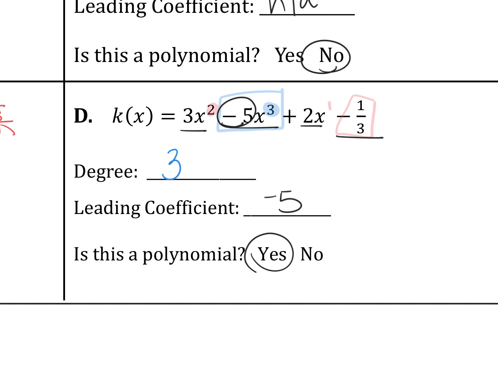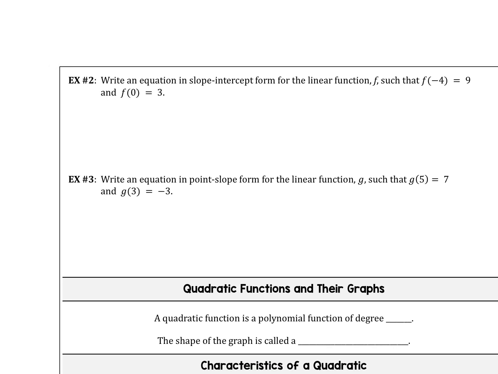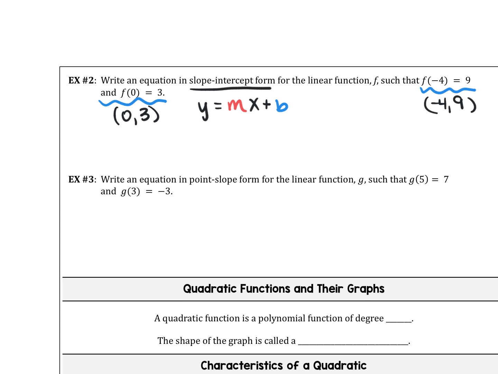So this one, for example, number 2, we've got, write an equation in slope-intercept form. Remember, slope-intercept form is y equals mx plus b for the linear function such that f of -4 is 9 and f of 0 is 3. So remember, this just means when x is -4, the value of y is 9. And this means when x is 0, the value of y is 3. So we happen to know anytime that your x value is 0, this is a y-intercept, aka your b value. And then this is just a point on the line. So what do we have?